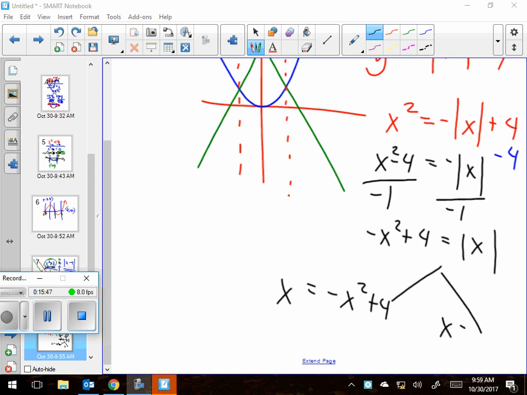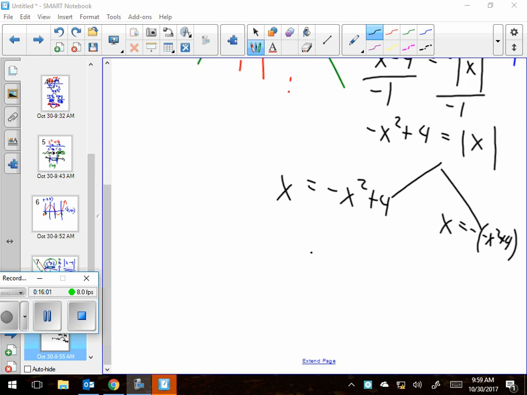And then x equals, and then you do the opposite of what you just wrote a second ago. Notice I have parentheses around the whole thing. Negative x squared plus 4. Now to solve this one, I'm going to add x squared to both sides. That'll make it x squared plus x is equal to 4. Then I'm going to subtract 4. X squared plus x minus 4 equals 0. And then I can solve that quadratic.